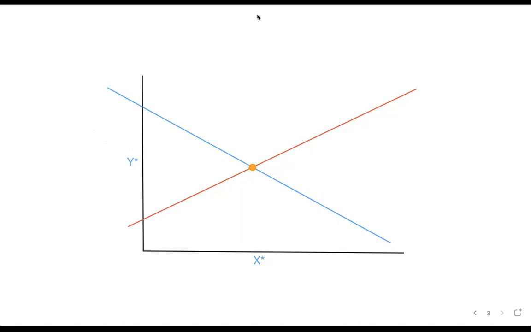Does everybody understand what I'm talking about here? Does anybody have any questions? Just to be super clear, this is our value in the X dimension, and this is our value in the Y dimension: X star and Y star. Okay.